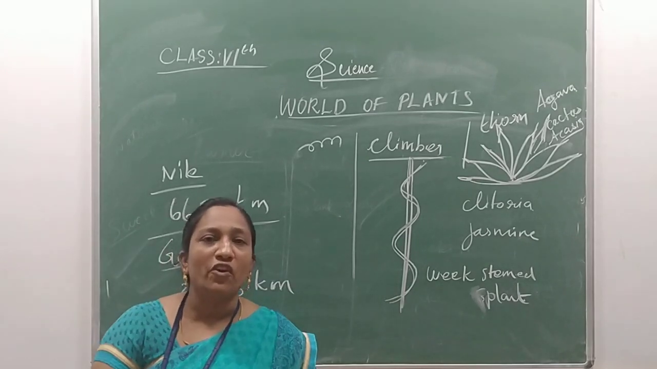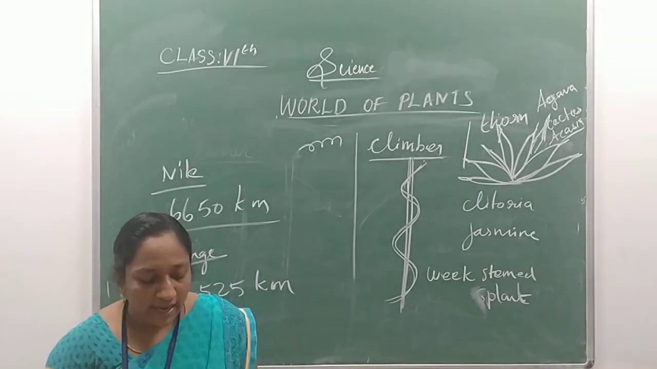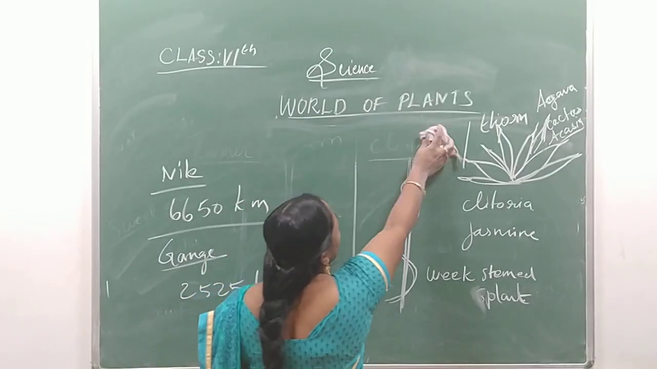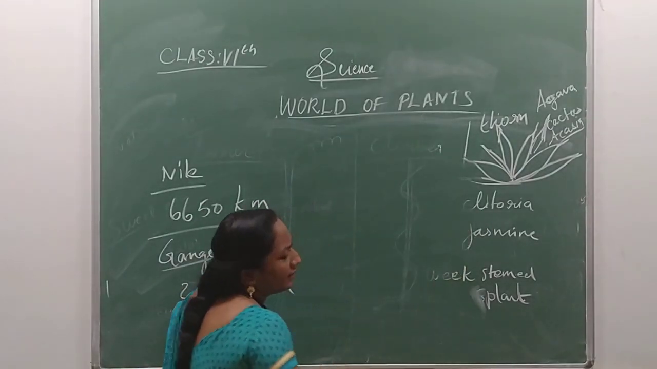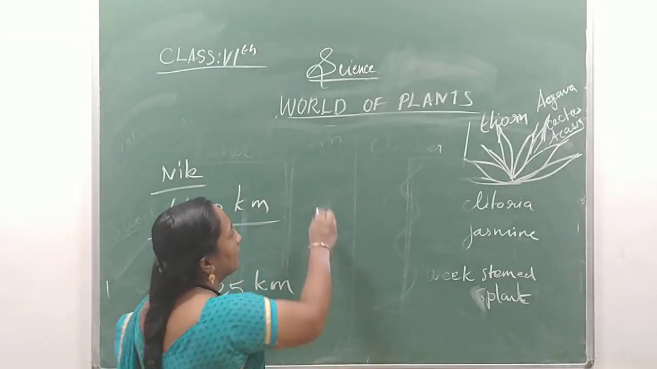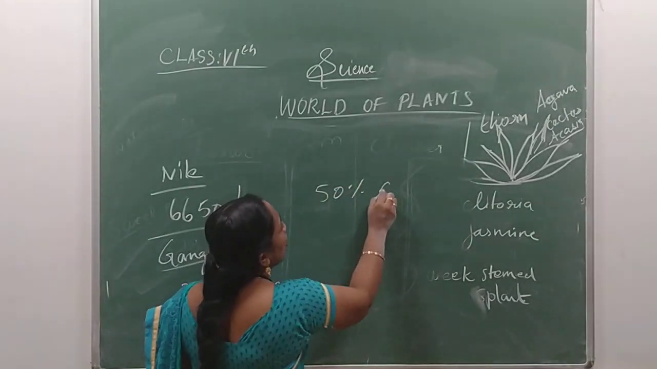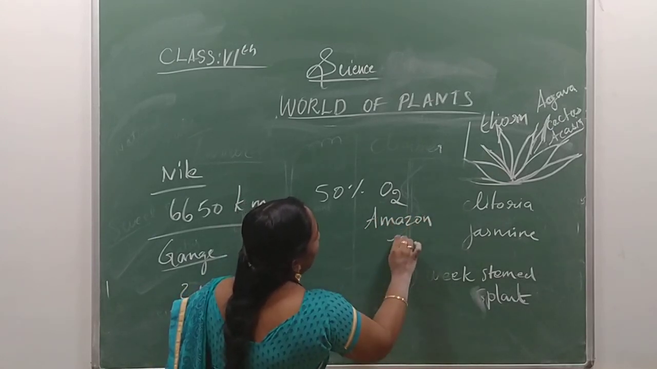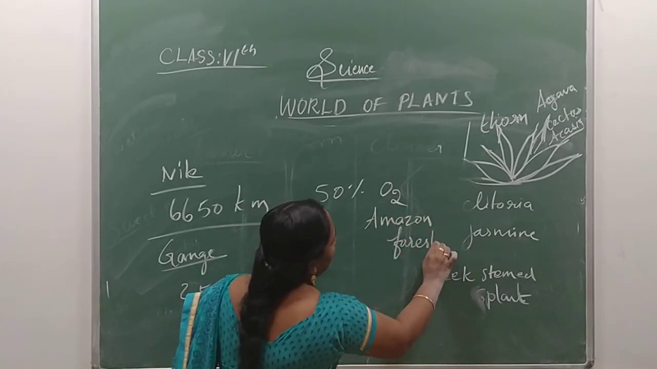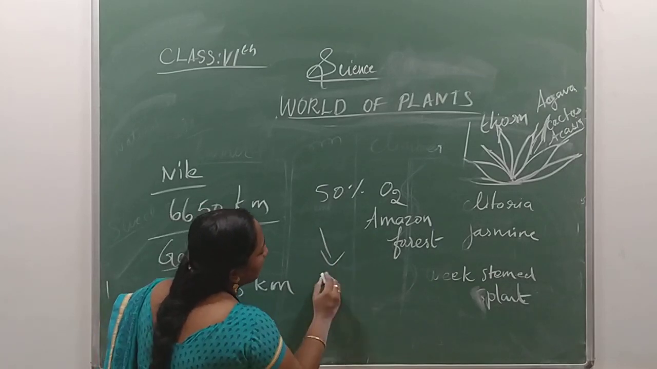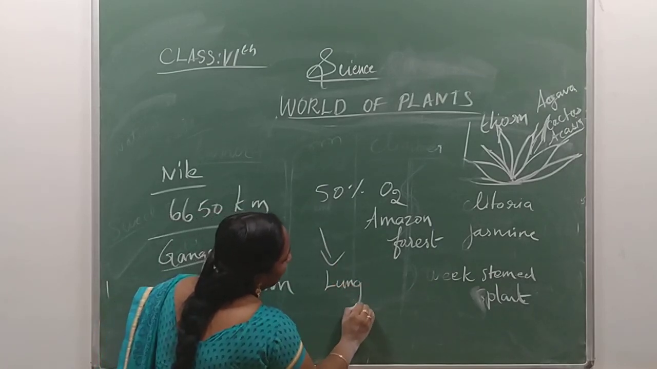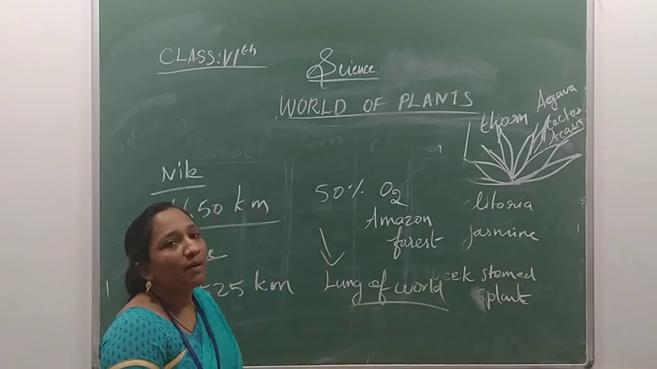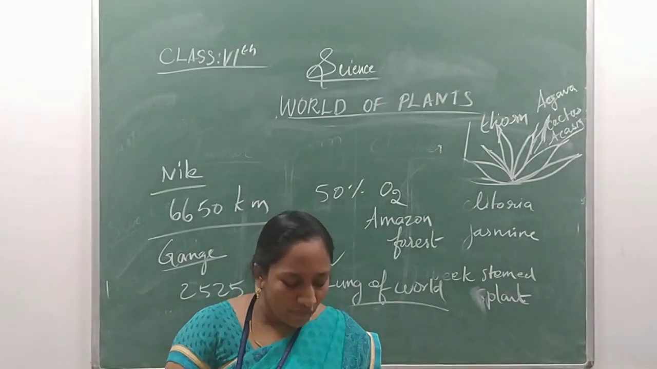And do you know one thing about the Amazon forest? These Amazon forests can give 50% of oxygen for our world needs. So Amazon forest is a large forest which gives 50% of oxygen supply. And because of this, Amazon forest is called as lung of world.